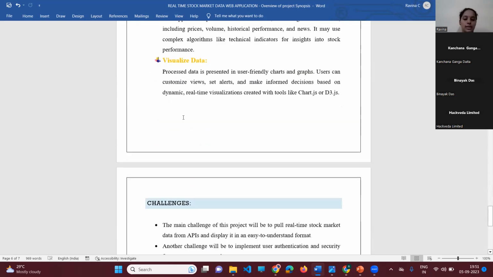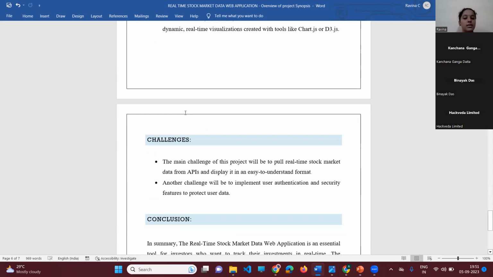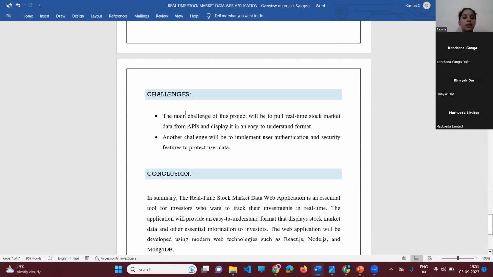should be visualized. The challenges faced, as I mentioned earlier, are pulling the real-time stocks and displaying them in an easy graph format, and user authentication to protect the data from hackers. These are the two main challenges.